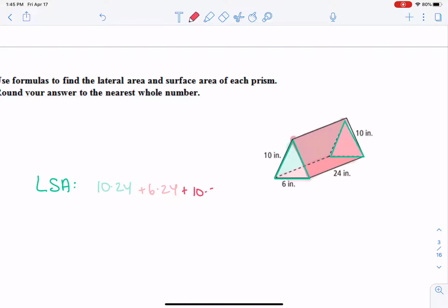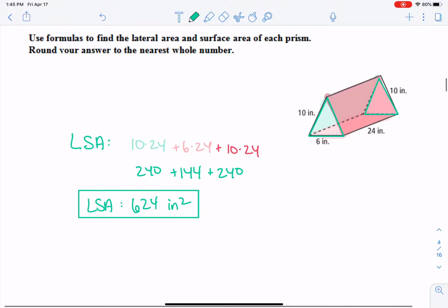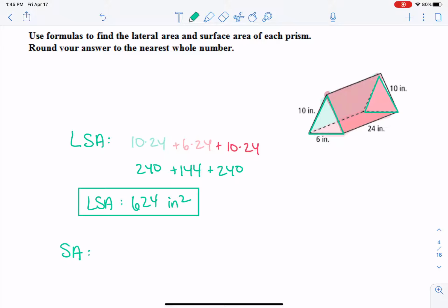Base times height is the area of those rectangles. So I can add that all up in my calculator: 240 plus 144 plus 240. That gives me 624 inches squared. So that is the lateral surface area, all of the sides. Then if you want the actual surface area, you have to take the lateral surface area and add the bases, the area of the bases.